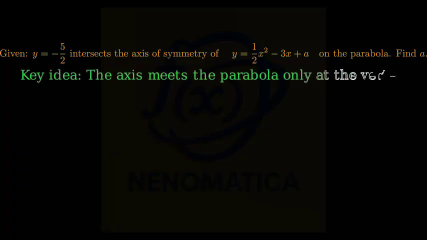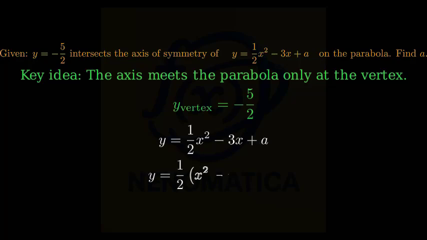Geometric insight. The only point common to a parabola and its axis of symmetry is the vertex. If the horizontal line y equals -5/2 meets the axis of symmetry on the parabola, it must pass through the vertex. Therefore, the y-coordinate of the vertex is -5/2. To get the vertex, we complete the square.